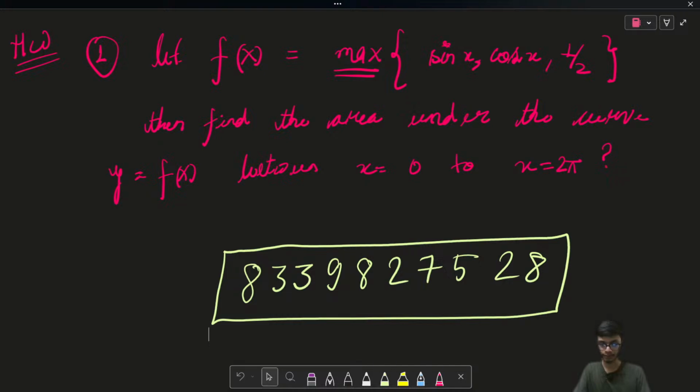Okay. So, welcome back to this amazing platform of Tutee learning. And in today's lecture, we're going to discuss the area under the curve. Right. Hi, Reddy.